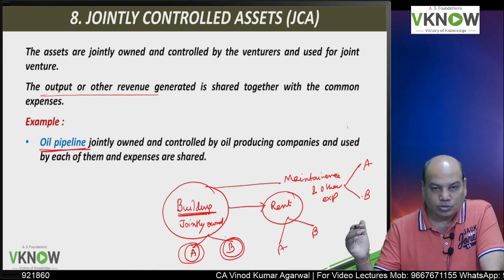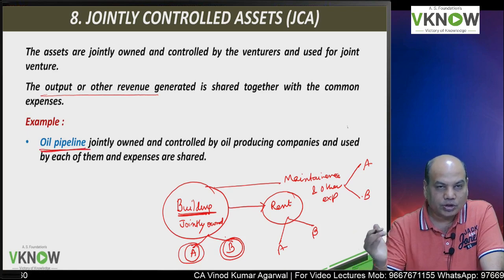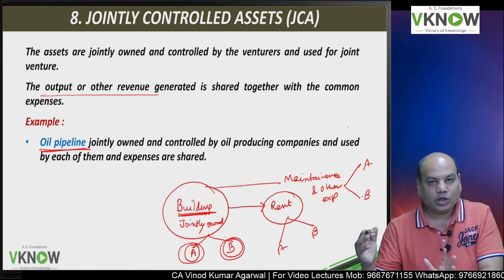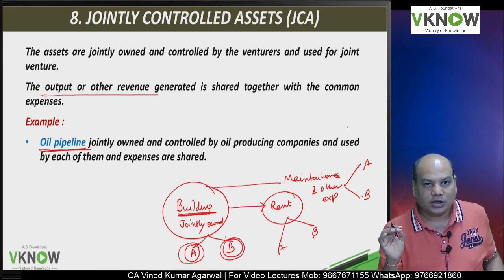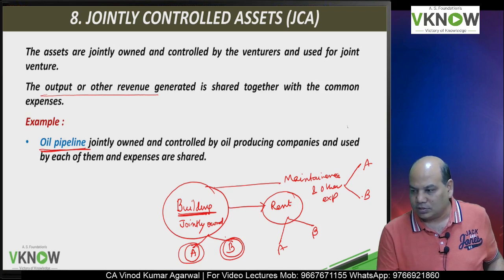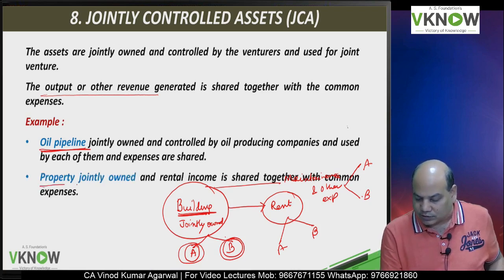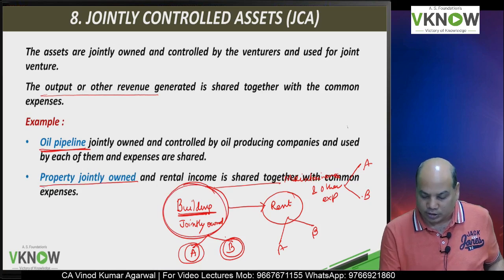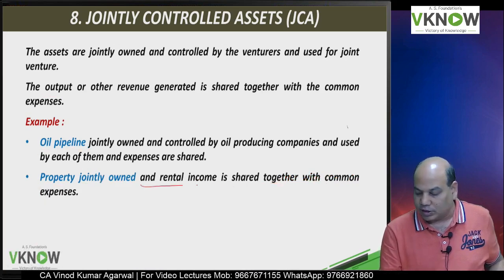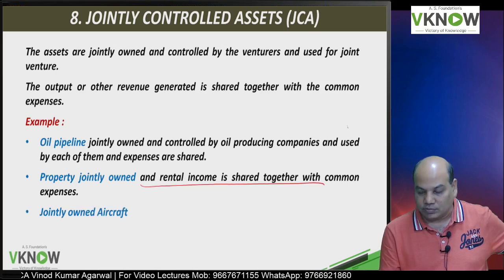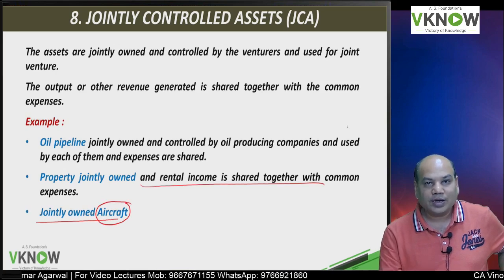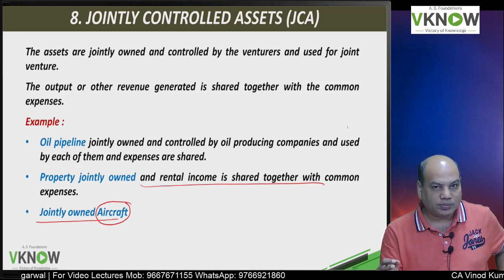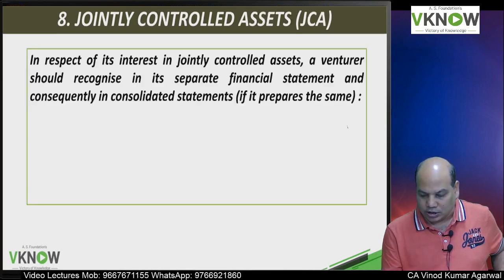Oil pipelines are used to transfer oil and gas from one location to another, and they are jointly owned by two or more companies, because if every company constructs its own oil pipeline, it will be very expensive for them. As I gave you the example of a building or property which is owned jointly by two or more parties who share the income, two or more companies can also jointly own aircraft. Instead of each company investing a big amount in an aircraft, they can jointly own it.